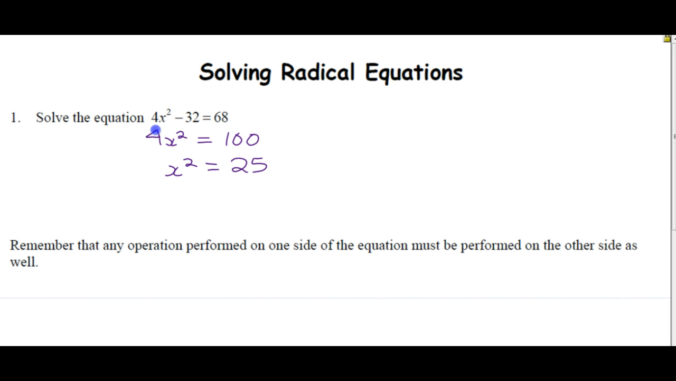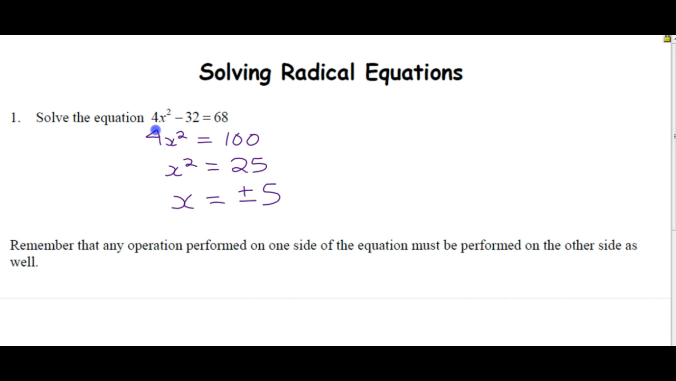And now, how do we get x? You square root. But when you're solving a quadratic, it's important that you take whatever. So what squared gives me 25? 5. Or what else squared gives me 25? Negative 5. So the answer here is plus or minus 5.